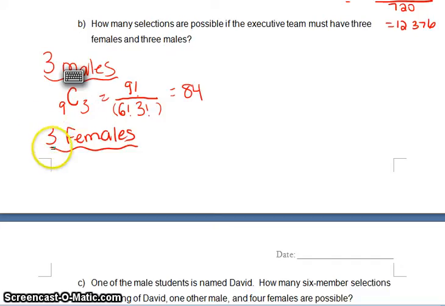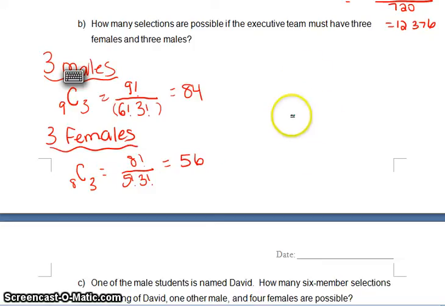Then we have 3 females, so we go along the same lines, except with different numbers this time. We know there were 8 females, so that is n, and we're still choosing 3. Putting that into our formula, we have 8 factorial, divided by 8 minus 3, so 5 factorial, times r, which is 3 factorial. Putting that into your calculator, we should find that the possibilities for females is 56.